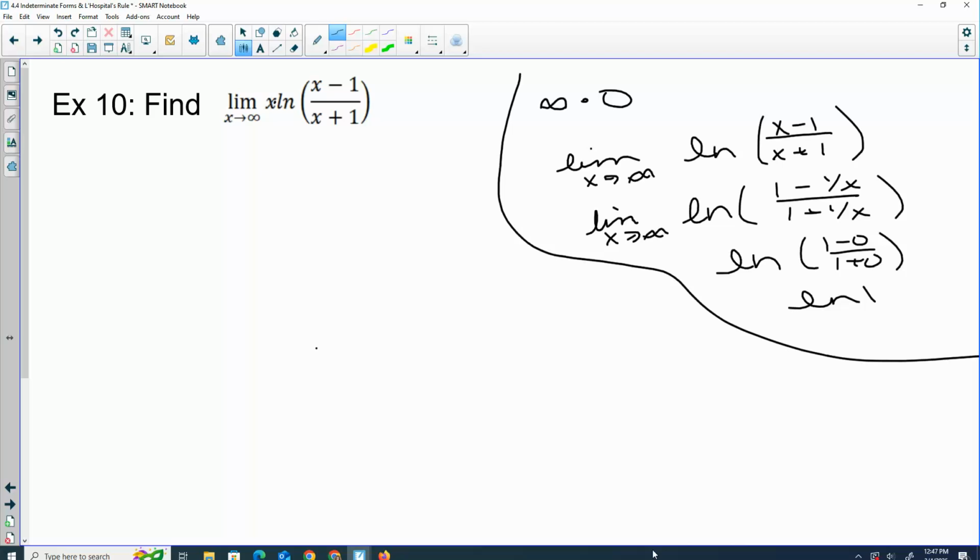Okay. So it's currently 0 times infinity. That is an indeterminate form, so we have to change this into a quotient. Our options: move this natural log to the bottom, do 1 over the natural log of that, or use the quotient rule and change the whole quotient.